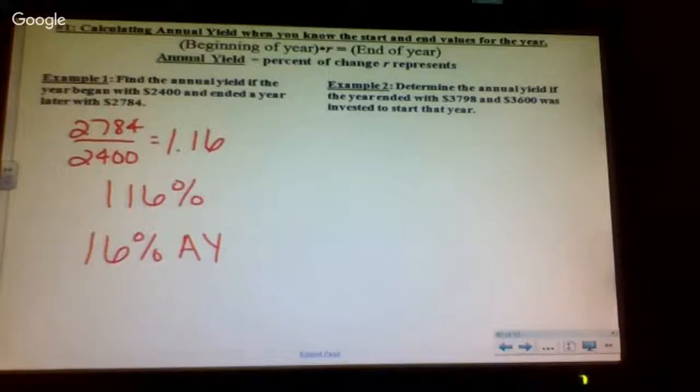I like that annual yield. I wish our bank account said that.